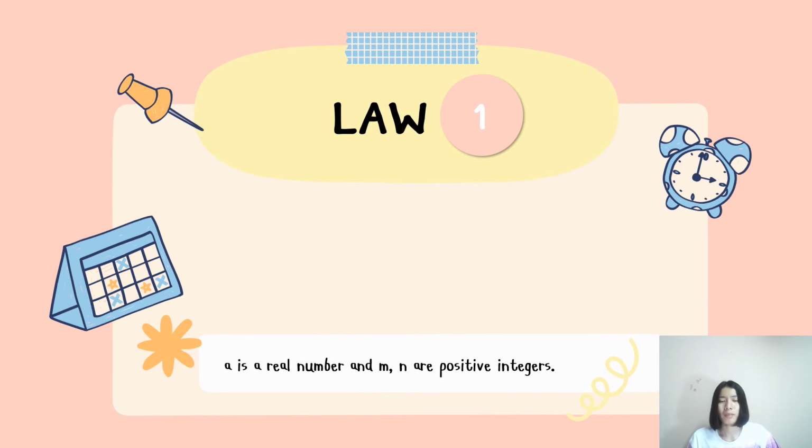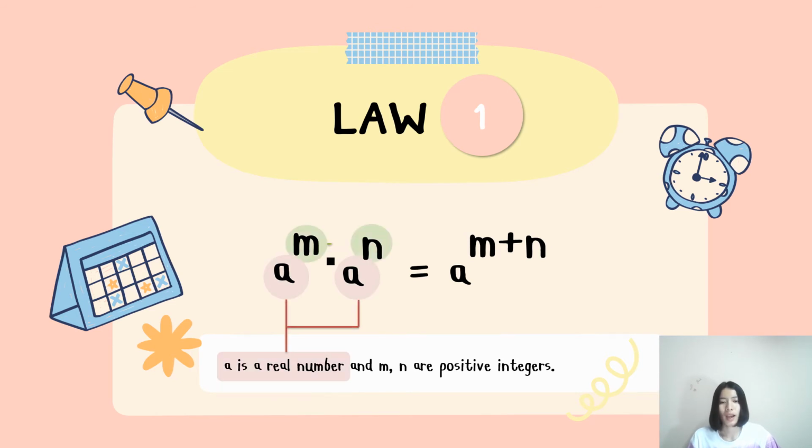Okay, law number 1. a to the power of m times a to the power of n is just equal to a to the power of m plus n, where a is a real number and m and n are positive integers. So based on the definition, if you have numbers with the same base but different exponents, you can just copy the base and then add the exponents.